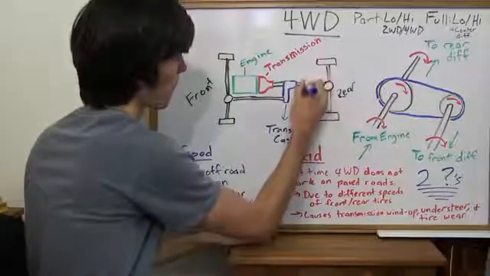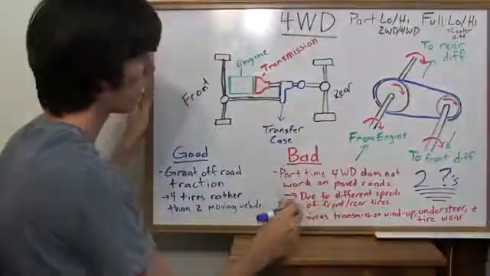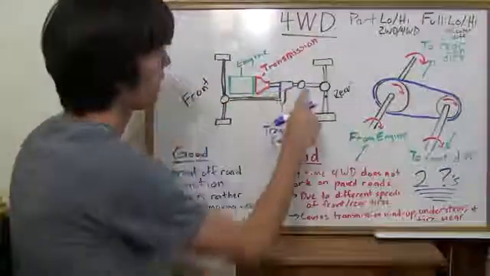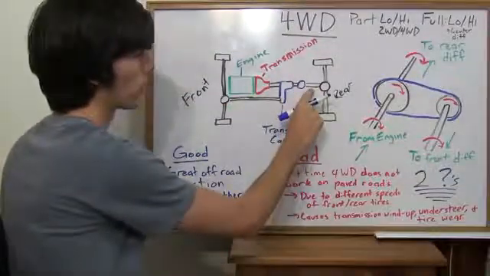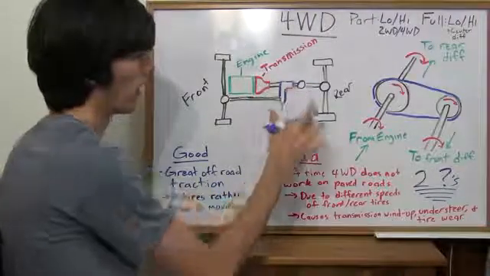Now, you're thinking, why would there have to be another differential if there's one right there? Well, the reason is we're trying to allow this rotating shaft right here to rotate at a different speed than this rotating shaft right here. Now, why would you do that?